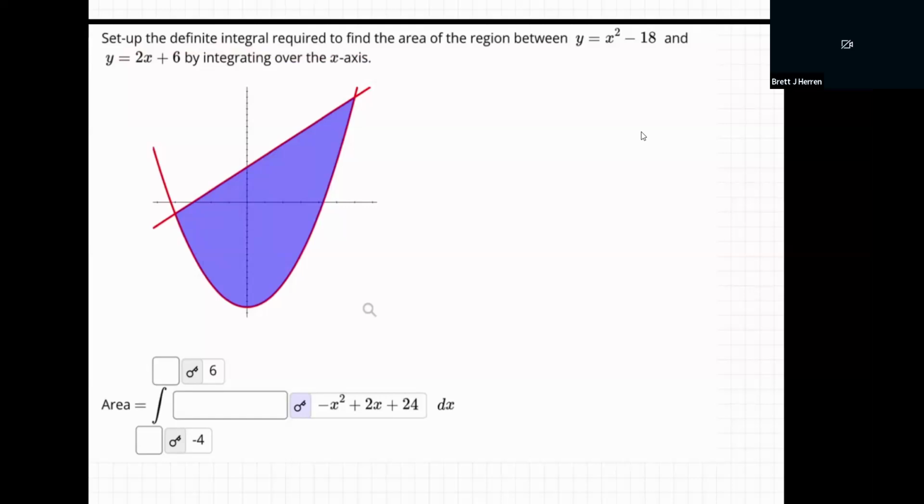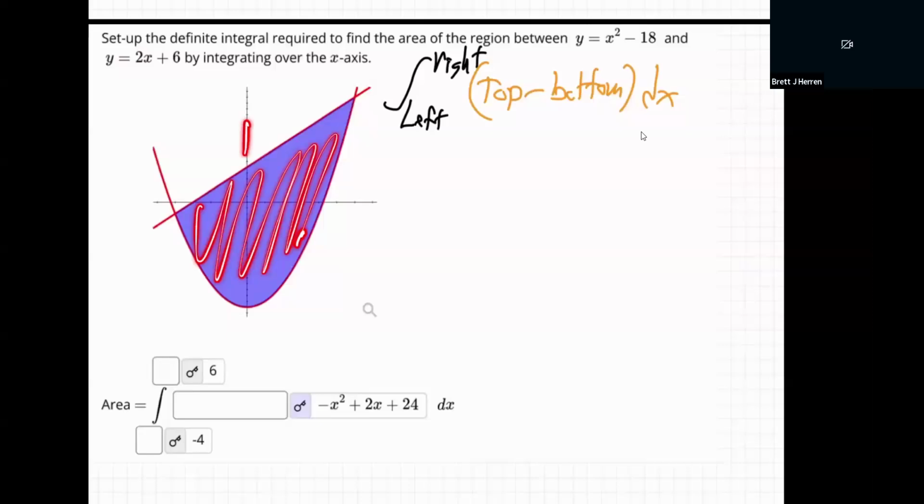Well, it's basically the integral from the left edge to the right edge of the top function minus the bottom function dx. That's what we basically need to do. That's how you find the area between two graphs. You take the top function minus the bottom function. You integrate it from the left edge to the right edge.